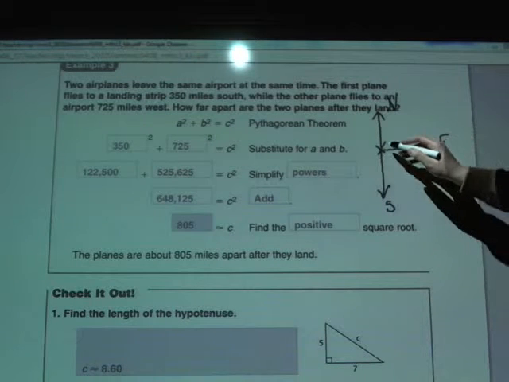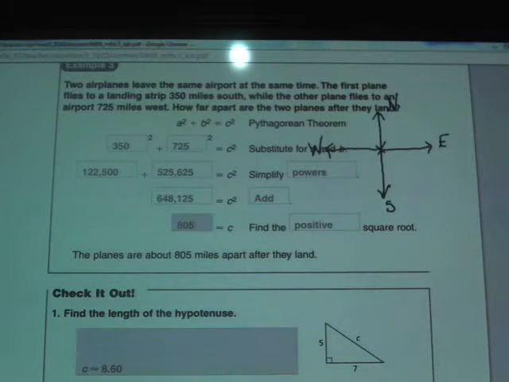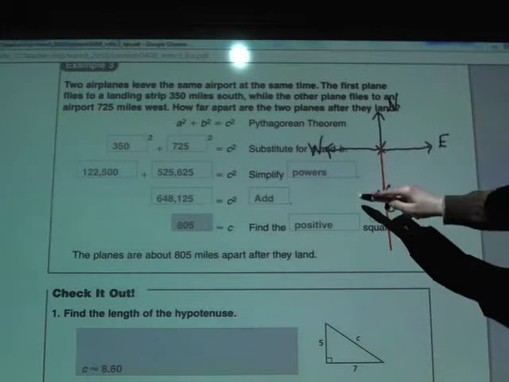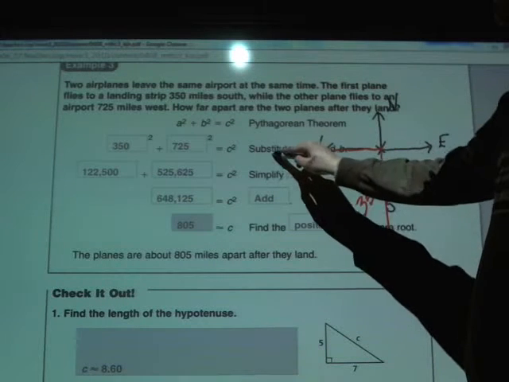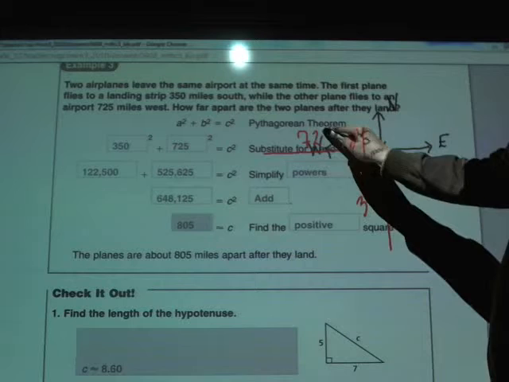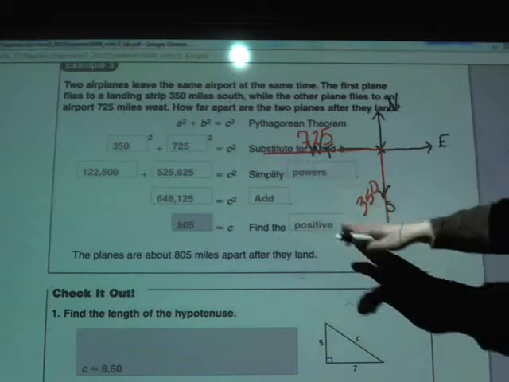So I'm sketching out my cardinal rows here with my directions north, south, east, and west. And so we've got plane A. Plane A is going to take off from the airport, which is going to be in the center of that cardinal rows there. And he's going to fly 350 miles south. The other plane is going to take off from the airport and go 725 miles west. And we're supposed to figure out now the distance between these 2 airplanes when they land.